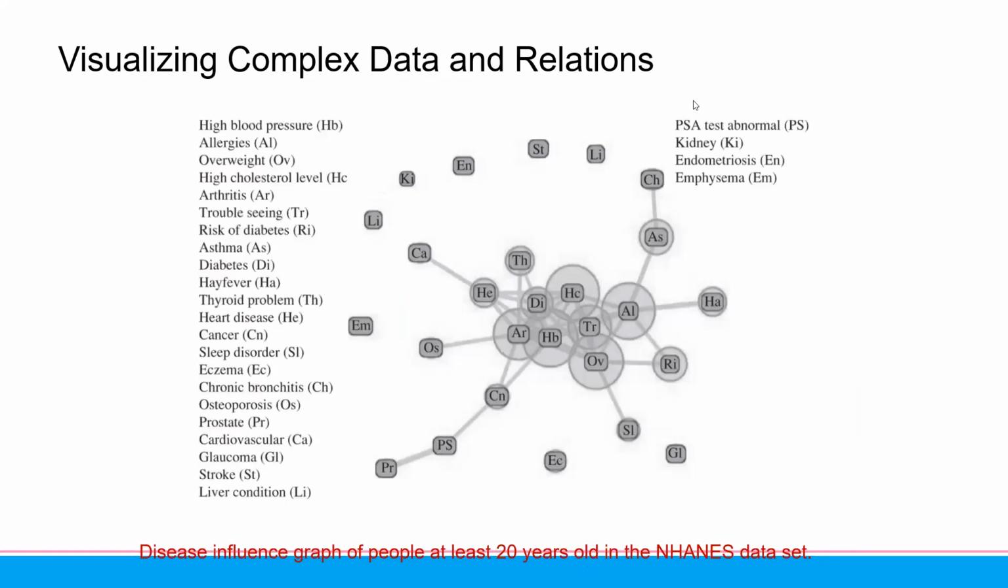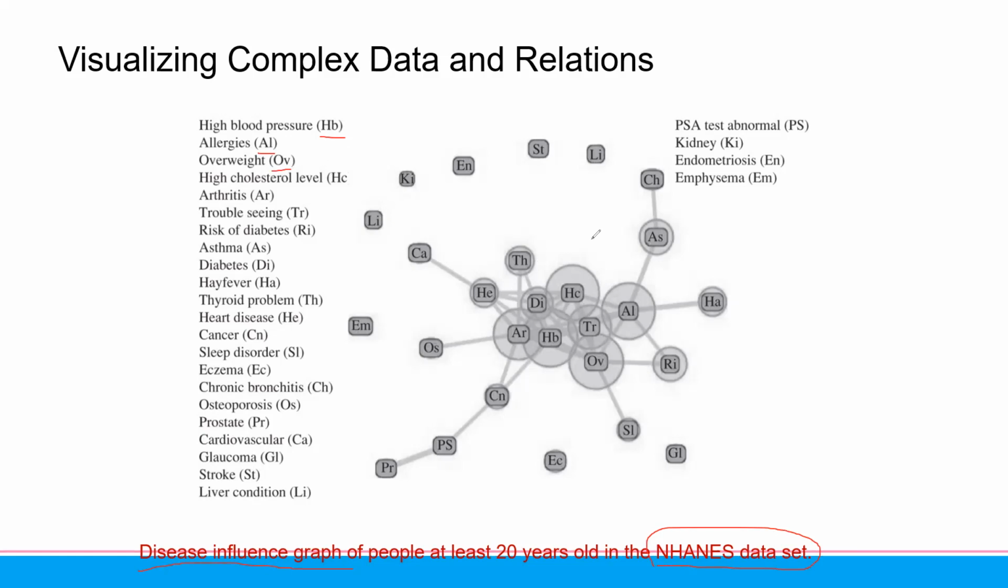We can also deal with complex data and relations using a graph. This is a kind of graph to see the relationship between diseases. This is the disease influence graph. There is a data set, and this is the data set name, NHANES. You can see HP is high blood pressure, AL is allergies, OV is overweight, and so on.